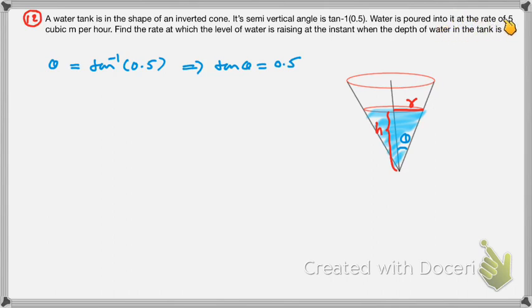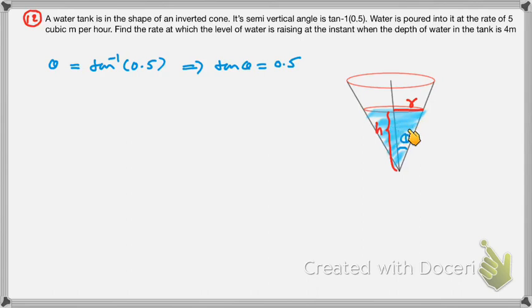Water is being poured into this at the rate of 5 cubic meter per hour. So water forms a water cone inside like this. So it's a variable cone. Every minute its volume increases at the rate of 5 meter cubed per hour. So its radius changes, its height changes. So r and h are variables.